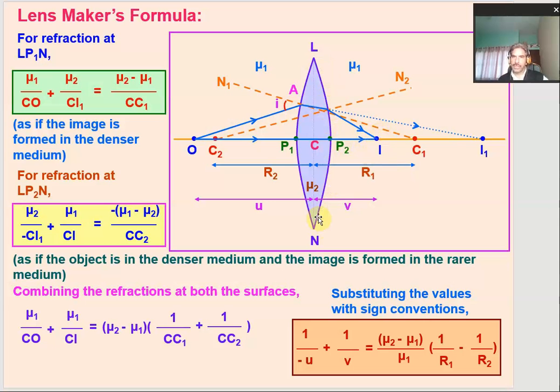In this way we say that in the case of a convex lens, whenever light rays are coming from the object, its virtual image is to be formed at point I1 and the real image is to be formed at point I.